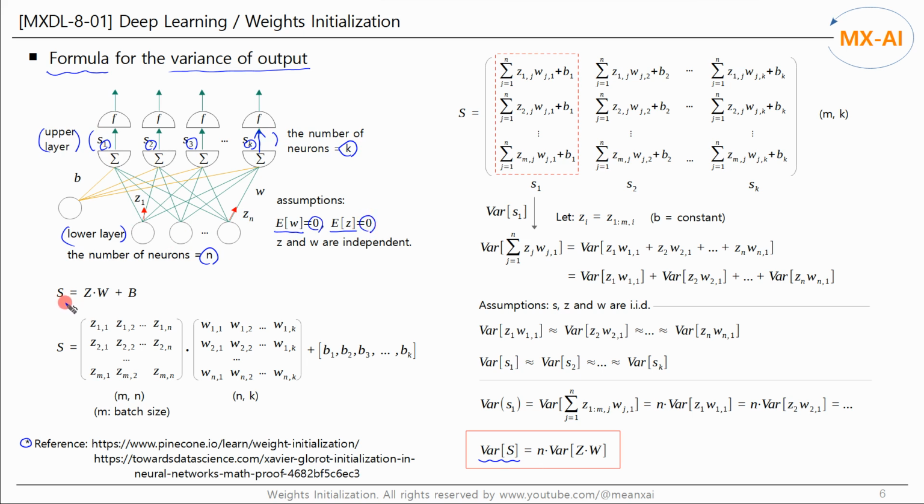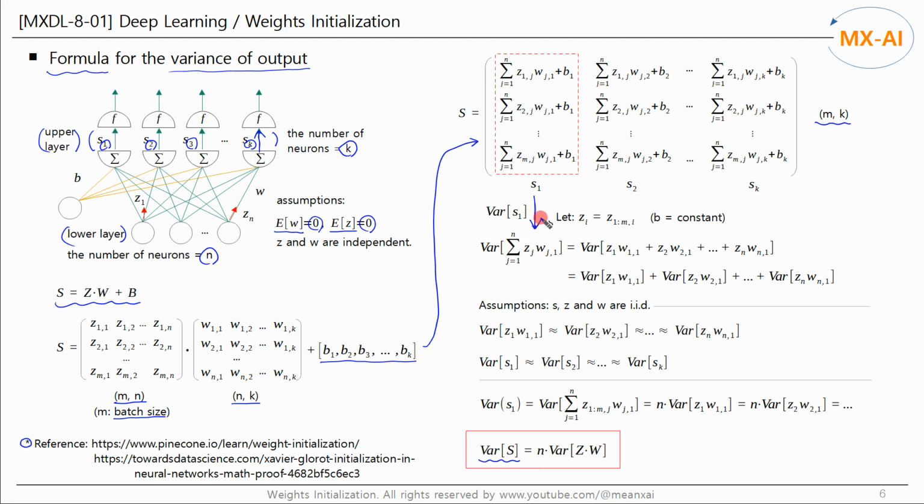The matrix S is calculated like this. S is the dot product of Z and W plus B. Z is an M by N matrix. M is the batch size of input data. W is an N by K matrix. And biases are added here. Then the matrix S can be expressed as follows. S is an M by K matrix.